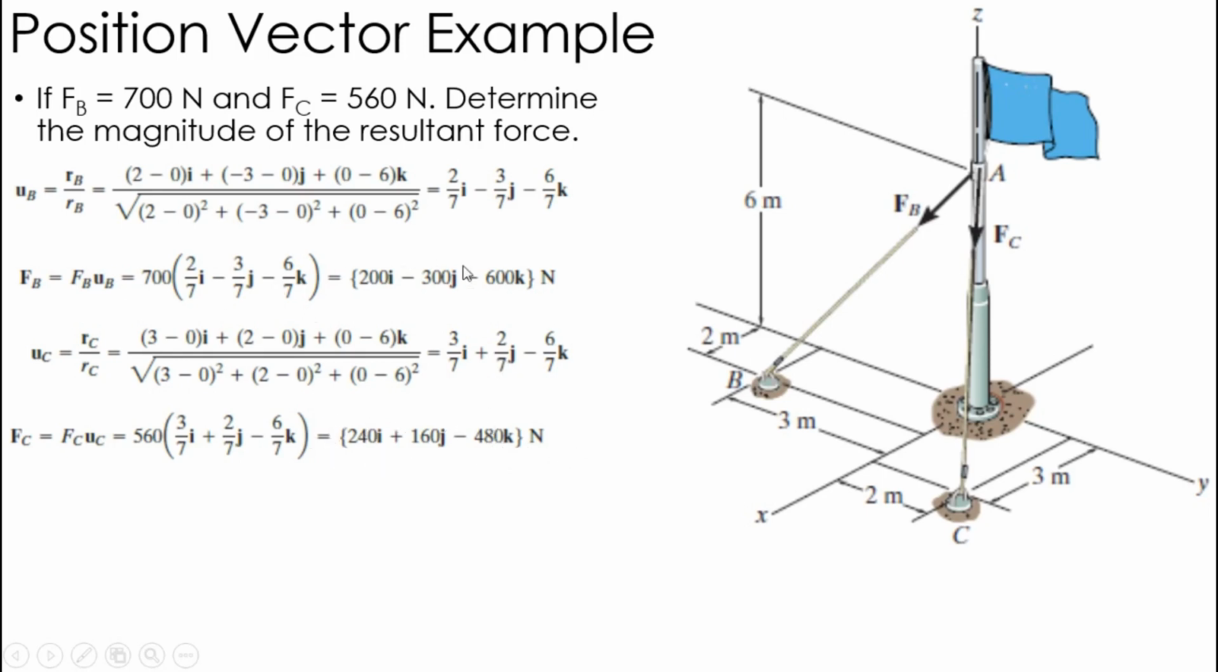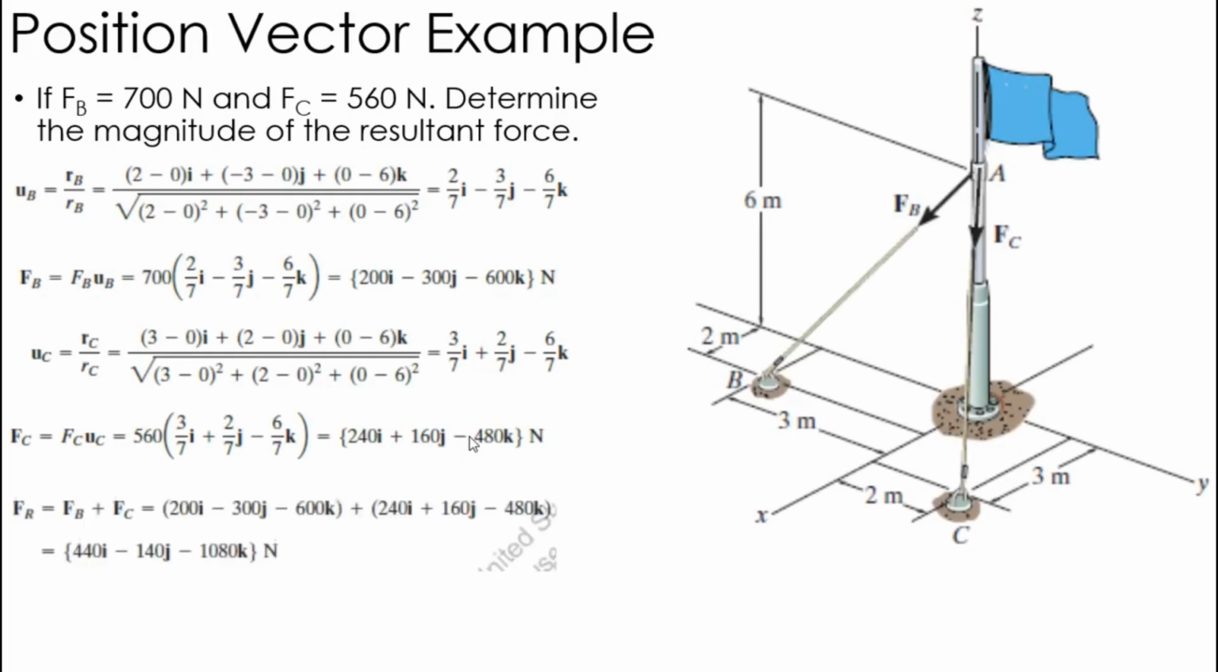So this is FB written in Cartesian form. That's that 700 newtons put into its x, y, and z components. And this is the 560 newtons put in its x, y, and z components. Okay, so now that I've got those forces, I do just like I've done before in finding resultants. Add up my x's, add up my y's, and add up my z's. Here's FB. I add it to FC, so i plus i is 440. j plus j gives me negative 140. And then k plus k gives me negative 1080.